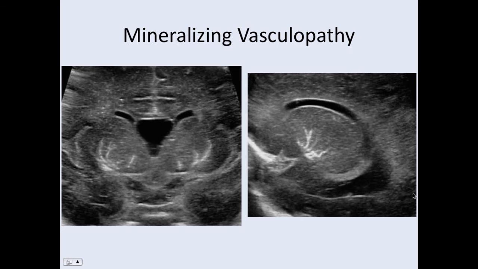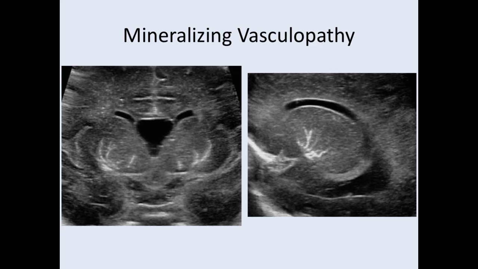Another abnormality that we sometimes encounter is what's called mineralizing vasculopathy. This is basically calcification along blood vessels, and it characteristically happens in these deep portions of the brain down here by the thalamus, by the caudate nucleus, and this is what it looks like. You get these branching linear areas of increased echotexture that represent mineralization along blood vessels.